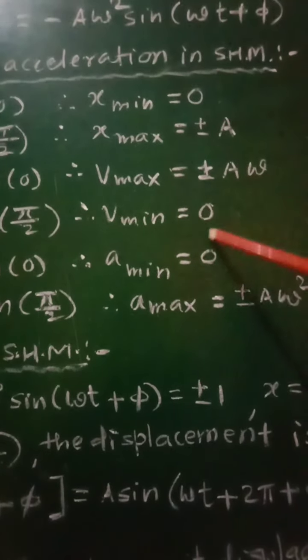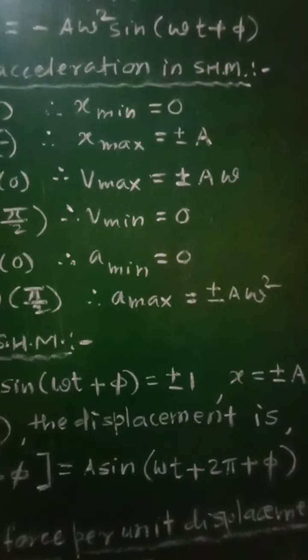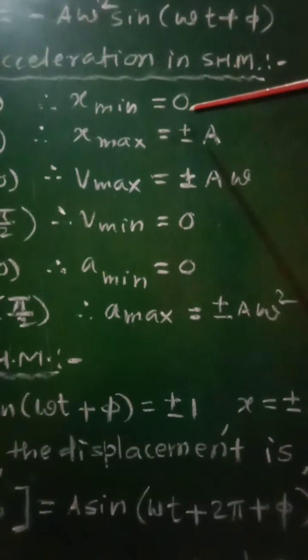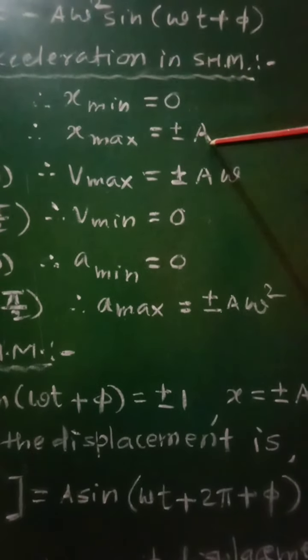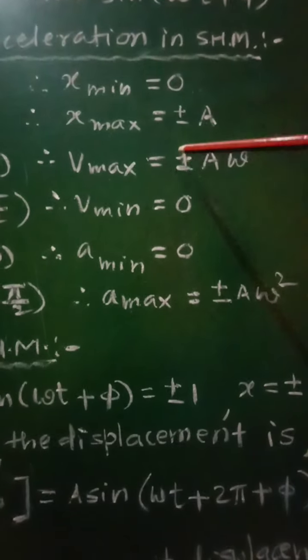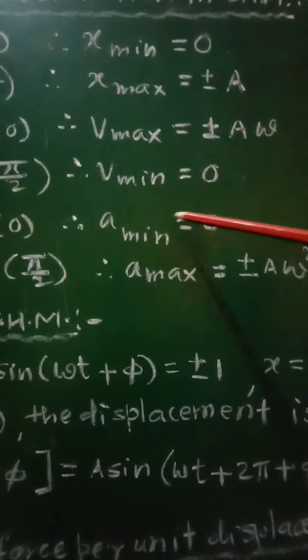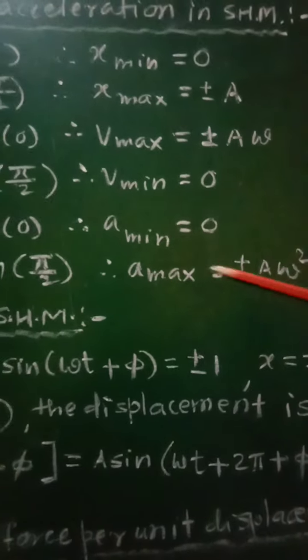So these are the values of displacement, velocity and acceleration, which are the extreme values, that is at the mean position and extreme position. So displacement is 0 at mean position and plus or minus a at extreme position. Velocity is plus or minus a omega at mean position and 0 at the extreme position. And now acceleration is 0 at the mean position and plus or minus a omega square at the extreme position. So these are the values of displacement, velocity and acceleration.